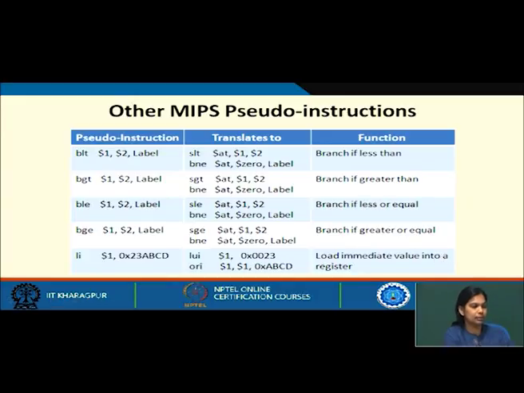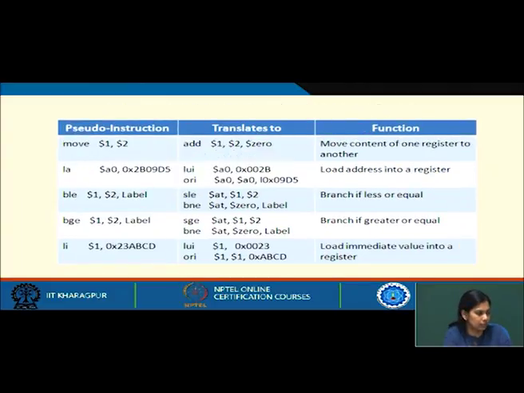So, there are other MIPS pseudo instructions like branch if less than, branch if greater than, branch if less than equal, branch if greater than equal. While doing programming, you will see that you will be using many such pseudo instructions which are required for your programming. But all those pseudo instructions, when you run through any simulator, will get converted into low level MIPS32 instructions. These are some more pseudo instructions like move, load address, branch if less than equal, branch if greater than or equal, and load immediate.